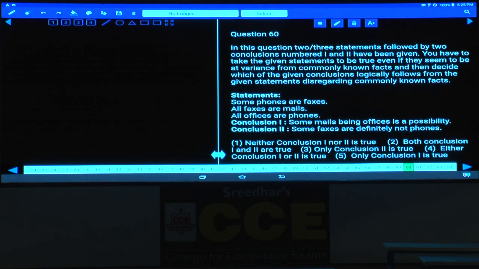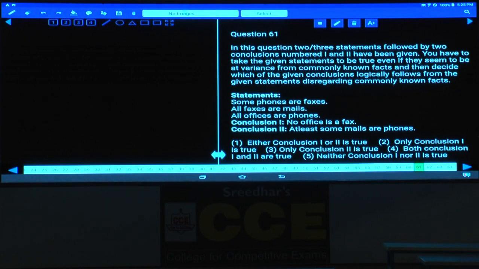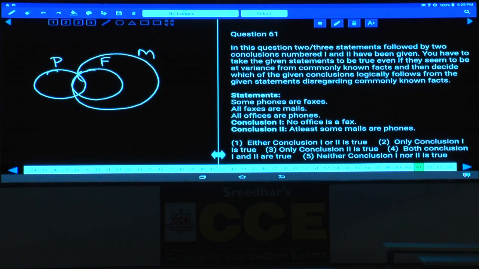Now question number 61. Some phones are faxes. Next one, all faxes are mails. And at the same time, all offices are phones. Now these are the offices which are phones. Then coming to the first one. No office is a fax. Office is here, fax is here. That is definitely true as of now. Some mails are phones. Some mails are phones is definitely true forever.